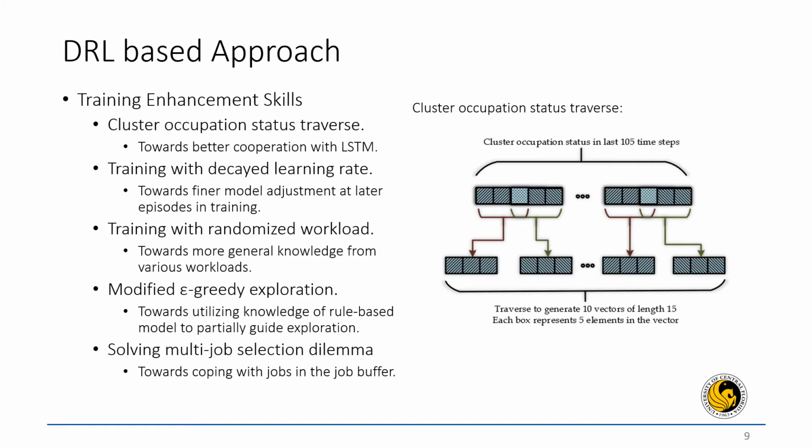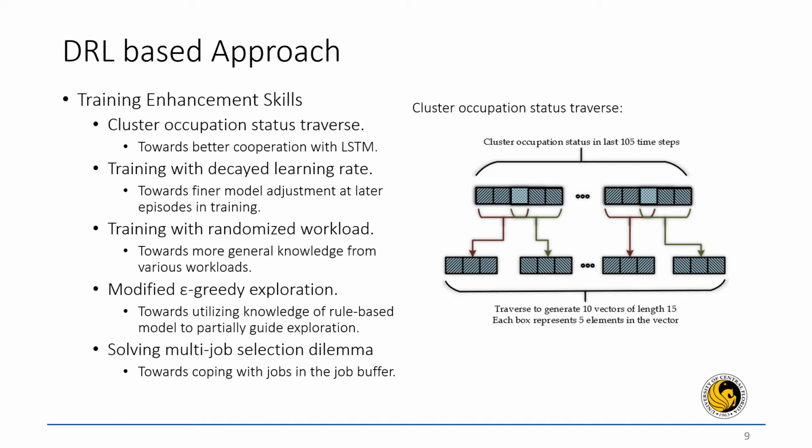We also used some training skills in our approach. For the status traverse, the purpose is to convert the original cluster occupation status vector into a series of segments which may reveal occupation evolution, with each segment available to the LSTM cell, while preserving the original temporal information which can be utilized by the LSTM structure. The figure on the right shows such a process for one of the clusters. It will convert the original status vector for the cluster into a length 150 vector.